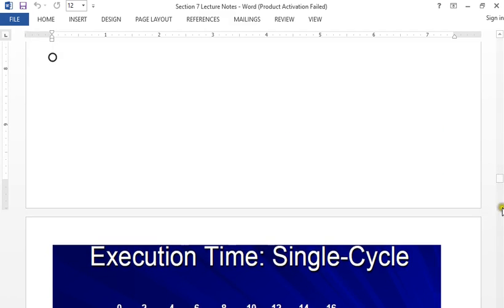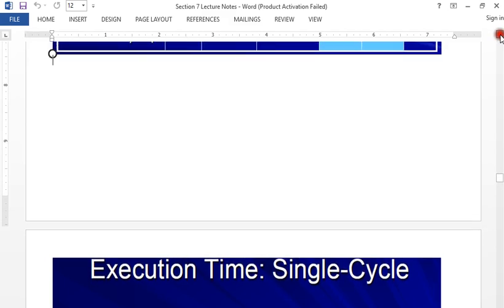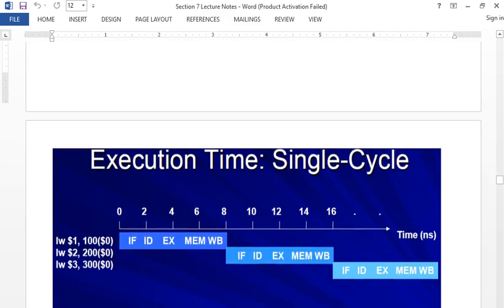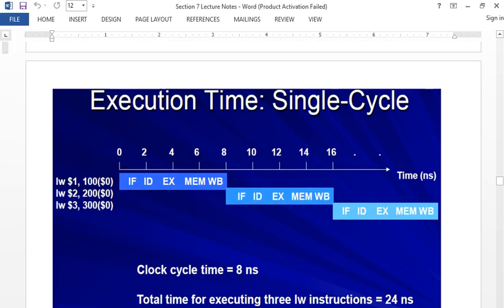So, that went really fast. This is what happens. The execution time in single cycle just looks like this. It takes 8 nanoseconds, 8 nanoseconds, and 8 nanoseconds because you set it to the length of the longest one. So 3 instructions will take 24 nanoseconds.